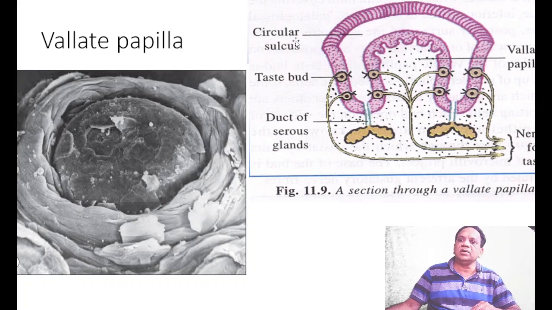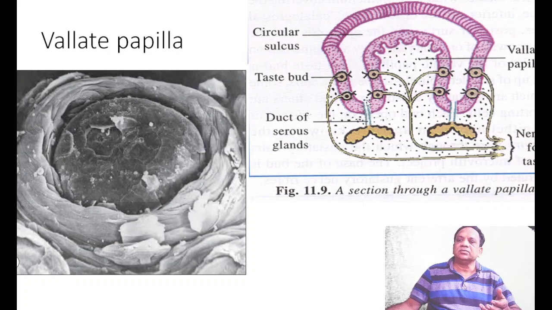The food after being churned enters this groove and mixes with the secretions which are present here, and that stimulates these taste buds, because the walls of this papilla will have taste buds, and these taste buds will cause the sensation of taste. So this is what we call vallate papilla.